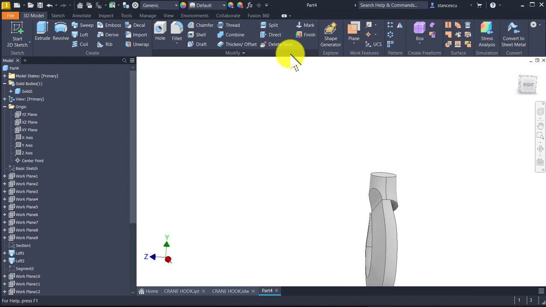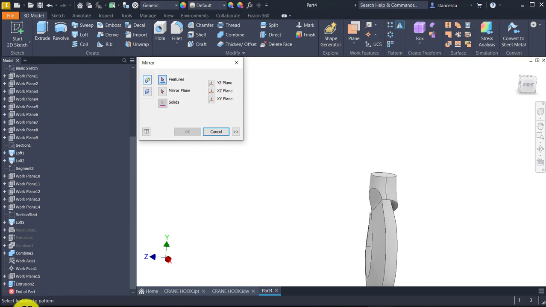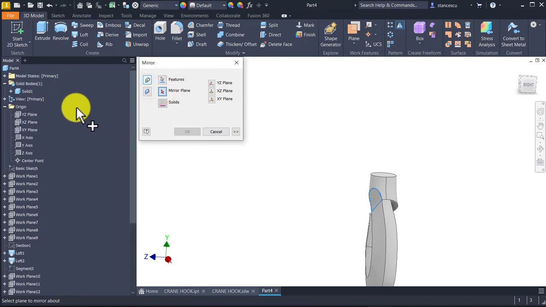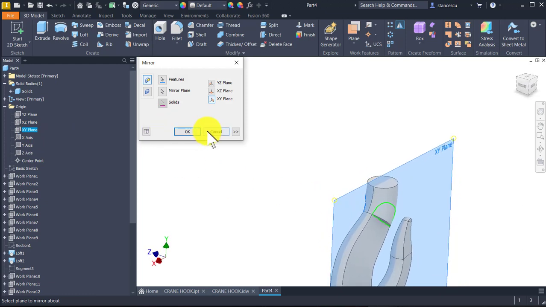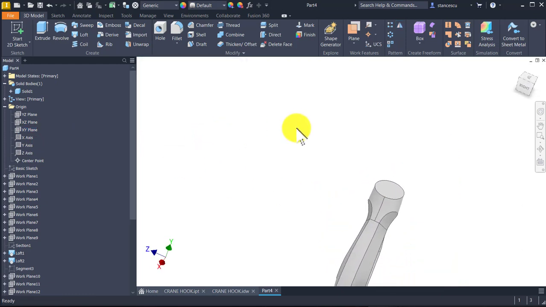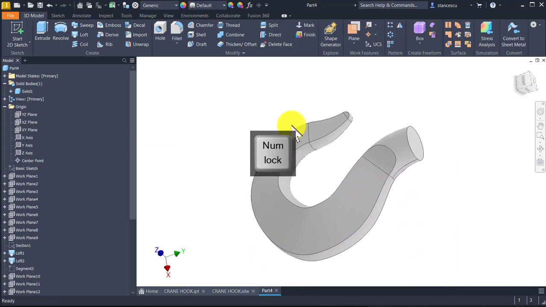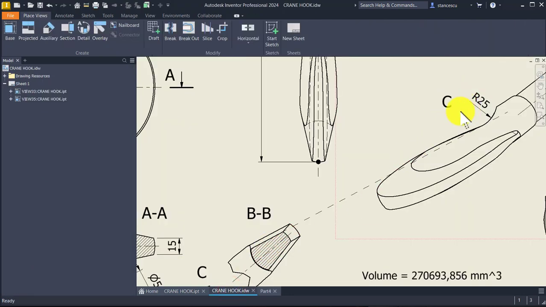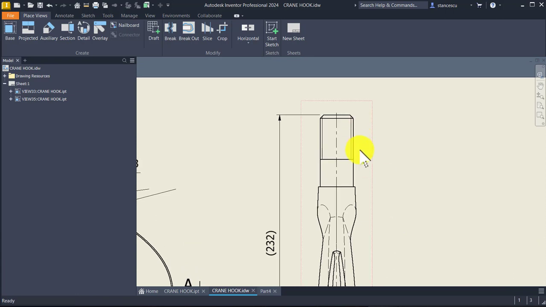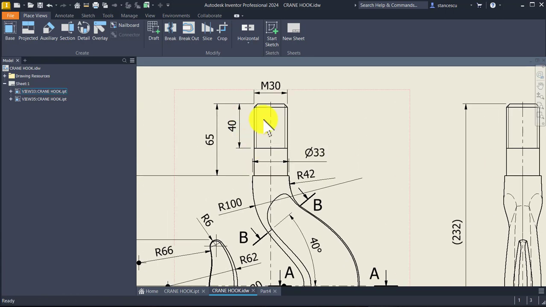Let's apply mirror directly. Mirror, last feature, mirror plane is XY, and you see what is the result. Okay. Good. This was radius 25. Then we have a cylinder with a thread 30, 65, 40.